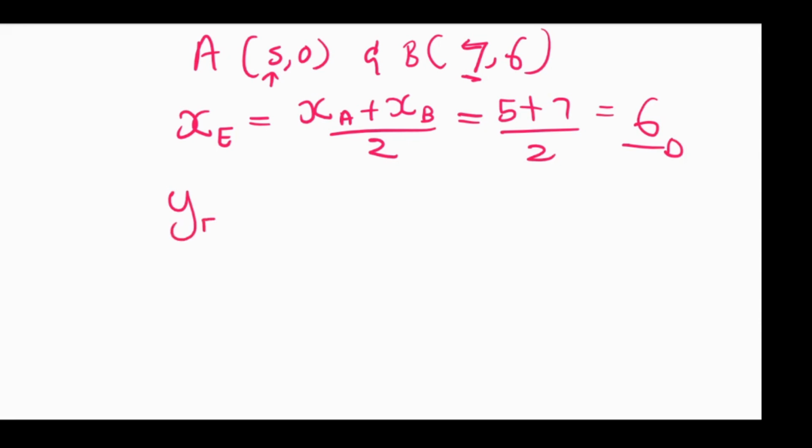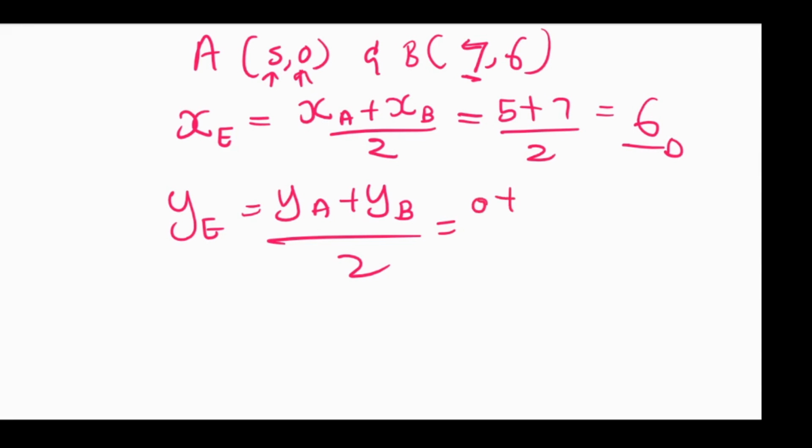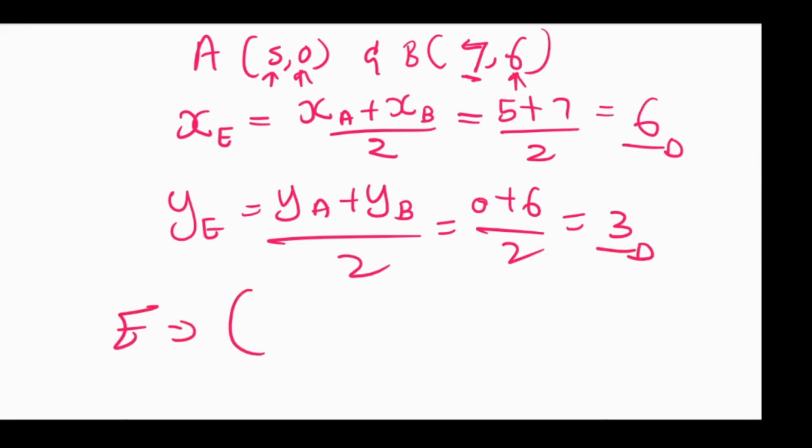And then the y coordinate of E is equal to the y coordinate of A plus the y coordinate of B, divided by 2. So the y coordinate of A is 0, plus the y coordinate of B, which is 6, divided by 2 will give you 3. So these are the coordinates of E. So E is going to be (6, 3).